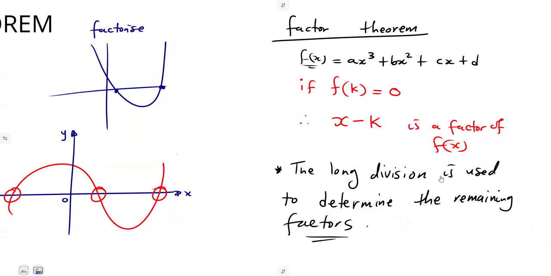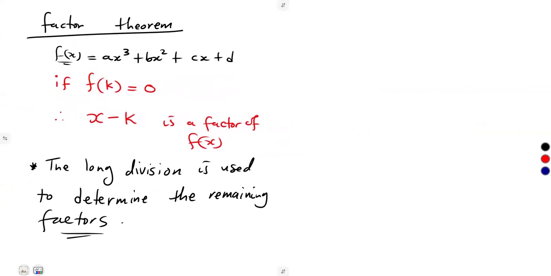The long division is used to determine the remaining factors. So how can I obtain the value of k? All right, let's consider this as our example. Let's say we want to factorize. In this case, let us start by factorization. All right, so in our case, we want to factorize x cubed minus x squared minus 5x minus 3. This is what we want to factorize.